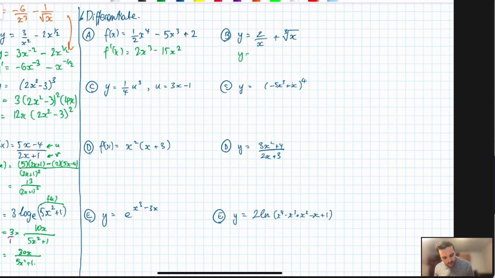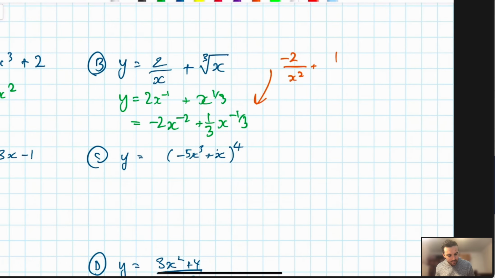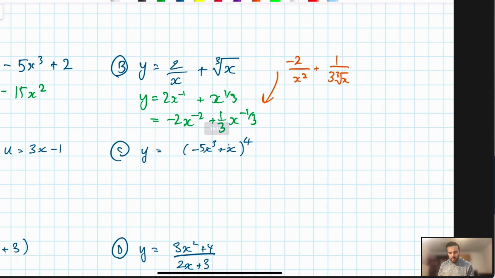Next one, rewrite. And we can express that as a power like that. Let's move on to the next one.